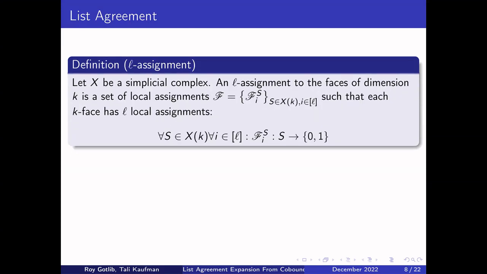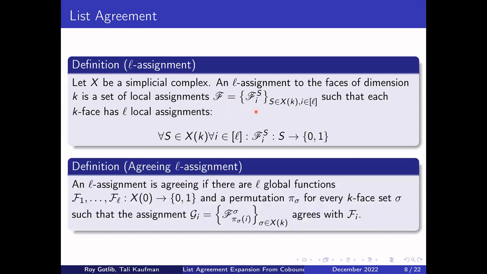So now that we discussed agreement testing, let's move on to discuss list agreement and list agreement testing. Our basic object of study is going to be an L assignment, which is very similar to a regular assignment, except in an L assignment, every face is given L different assignments. And we call those assignments agreeing if there are L global functions such that in every face, every assignment agrees with one of the global functions.